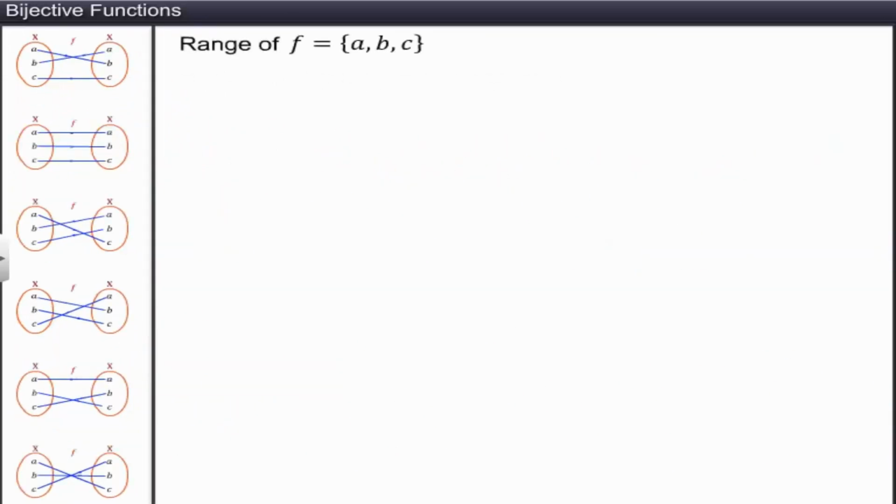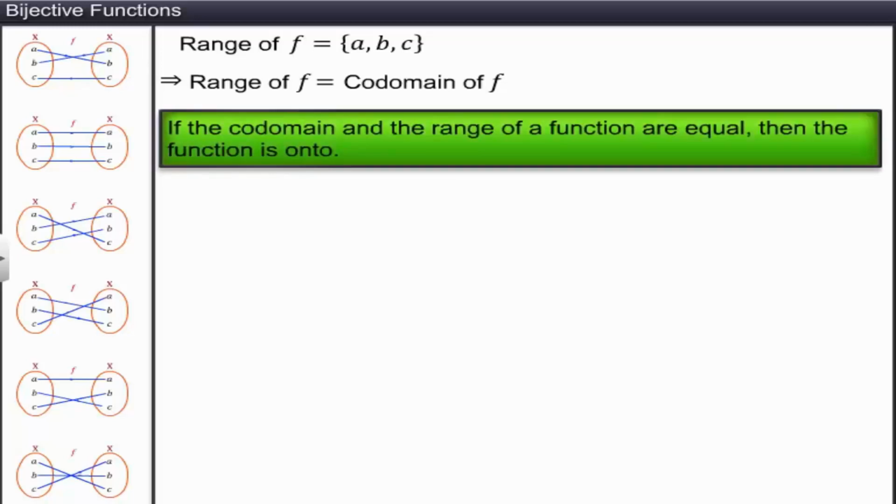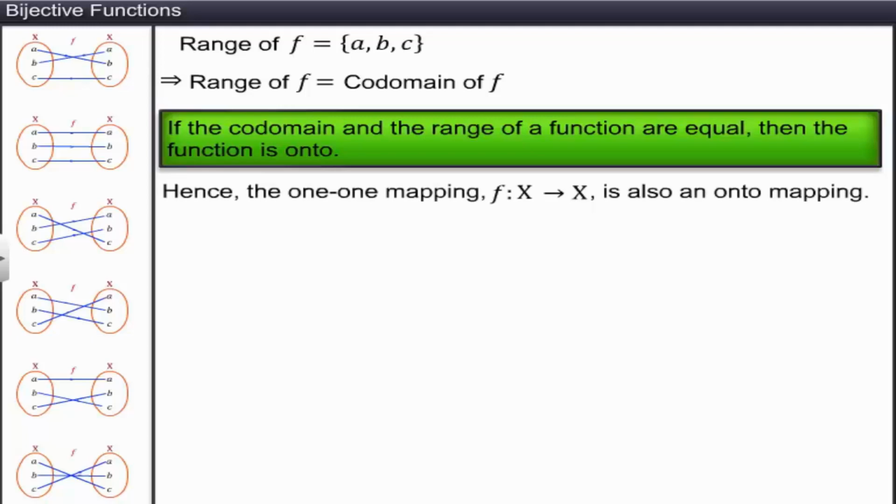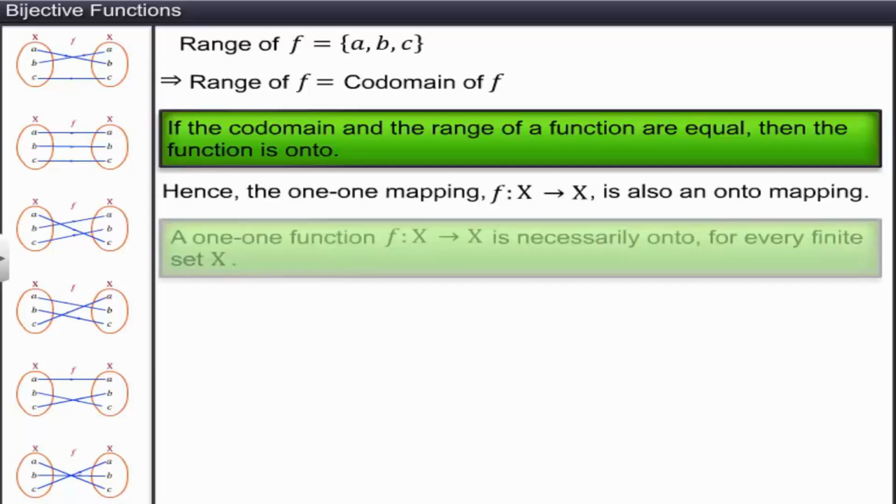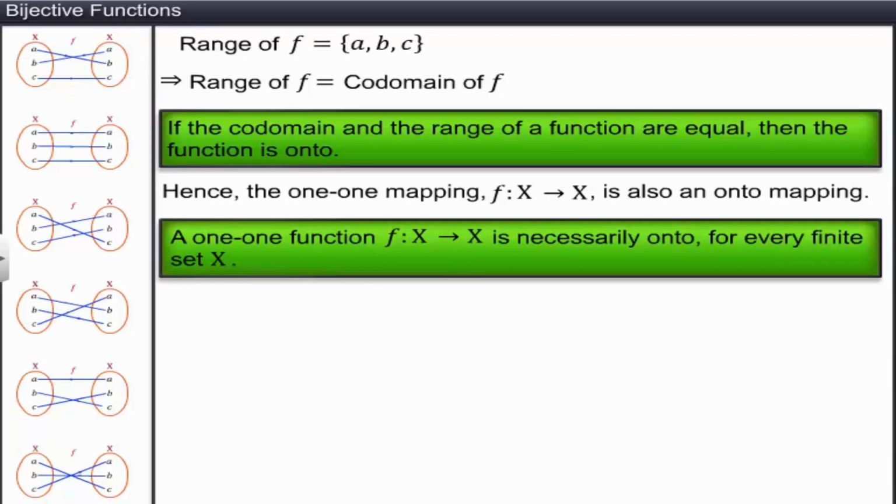So the range of function f has three elements, a, b, and c. This shows the range and the codomain of the function f are equal. Recall that if the codomain and the range of a function are equal, then the function is onto. Hence, the 1-1 mapping defined from X to X is also an onto mapping. More generally, for a finite set X, a 1-1 function f from X to X is necessarily onto.